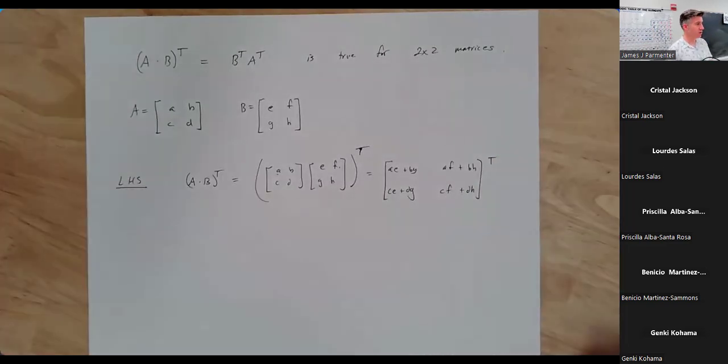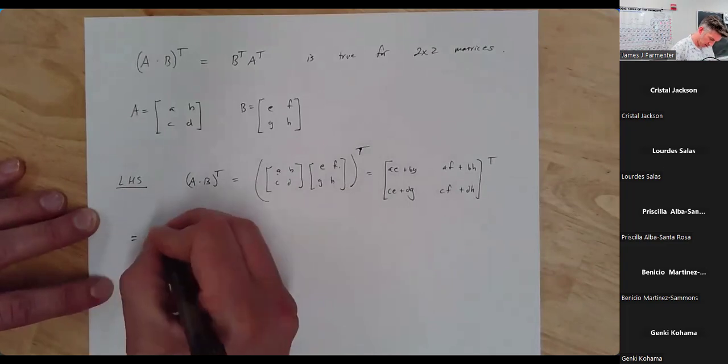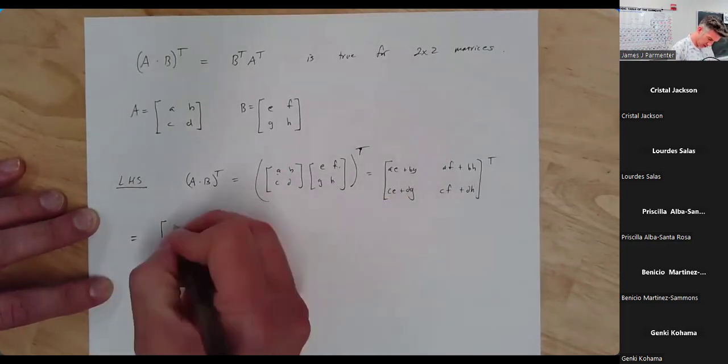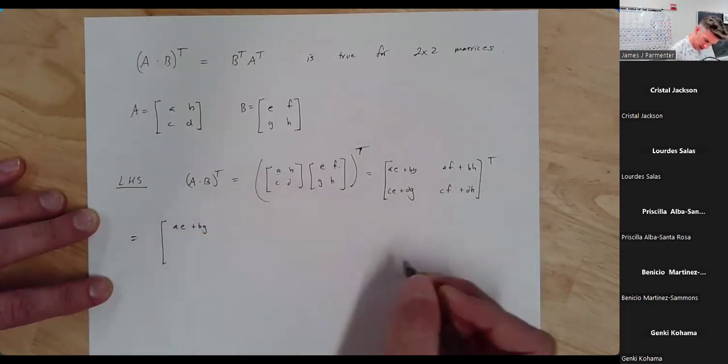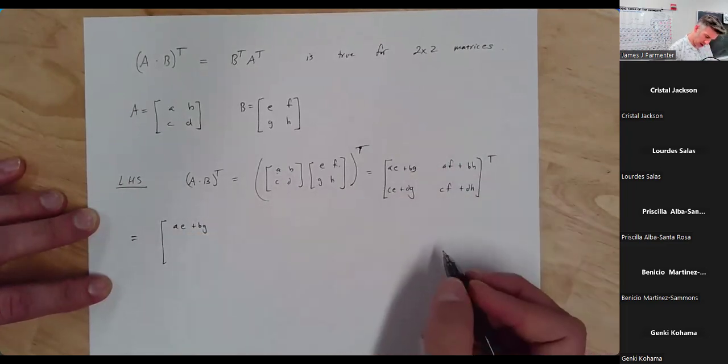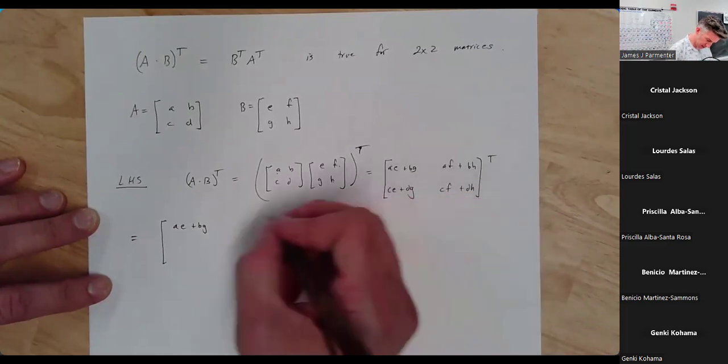Transpose. And then to transpose, you just change rows into columns and columns into rows. So this is going to end up being, so ae plus bg, that's a g, right? That's a g. And then you're going to have ce plus dg.